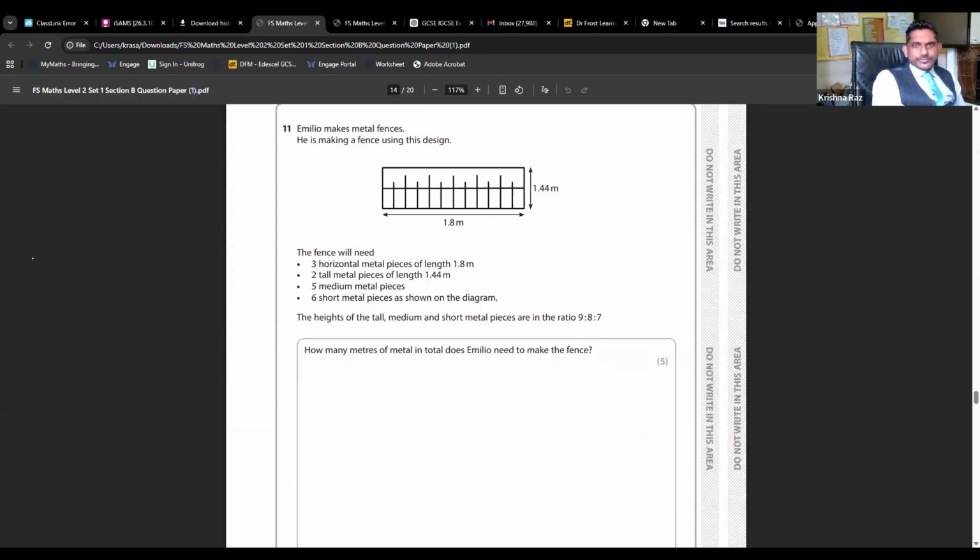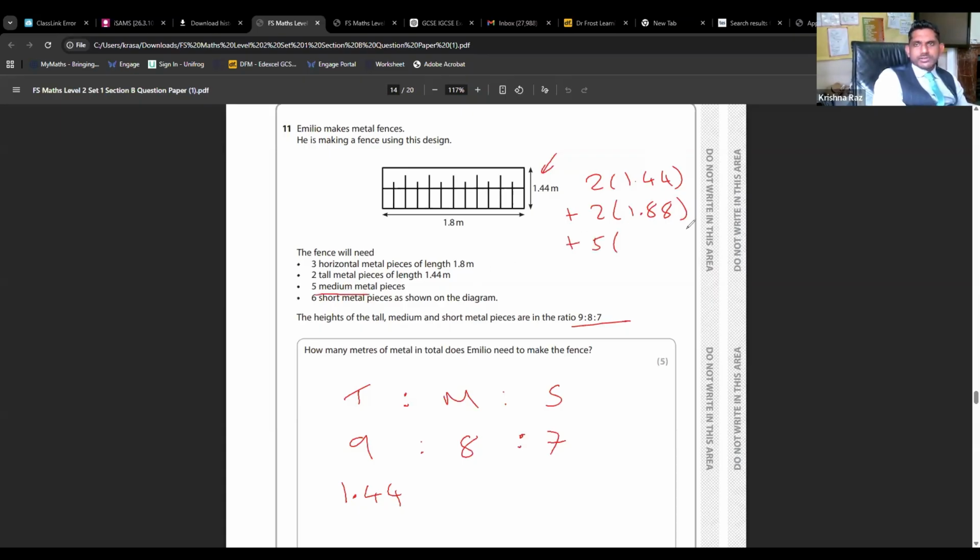So this one, we're given this ratio, tall to medium to short, 9, 8, 7. Heights of the tall, medium, short mount pieces are those, yeah? So we know that the tall pieces are 1.44, and we need to find how many meters in total we need. So we know that we have two lots of these plus two lots of these, and then we have five medium and six short.